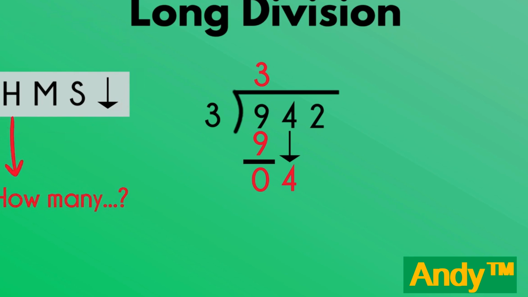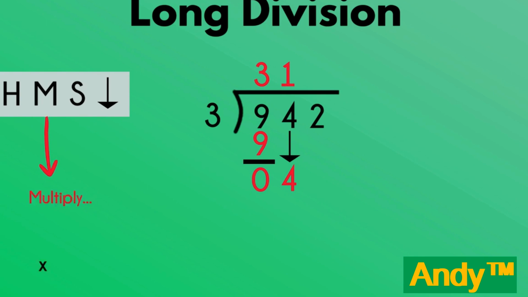H. How many? How many 3's in 4? It only fits in once. Now we have the second digit of our answer, 1. We write it in above the tens. We can see that 3 doesn't fit perfectly into 4, but that's okay. We will deal with that in the next step.